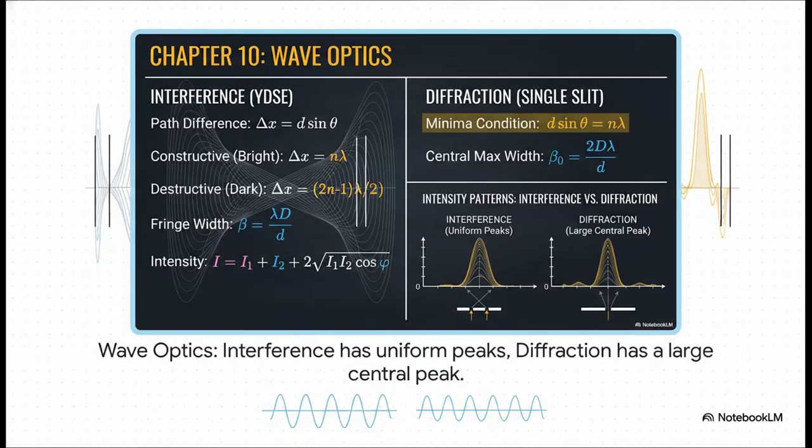Now let's talk about wave optics. The Young's double slit experiment, or YDSE, proved the wave nature of light. The condition for a bright fringe, or constructive interference, is that the path difference, delta x, must be an integer multiple of the wavelength, lambda. And look closely at the pattern on the screen. In interference, all the bright fringes have the same intensity, whereas in diffraction, the central maximum is the brightest, and the intensity of the others falls off very quickly.